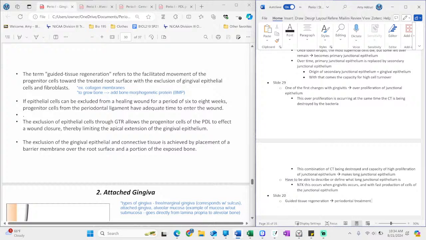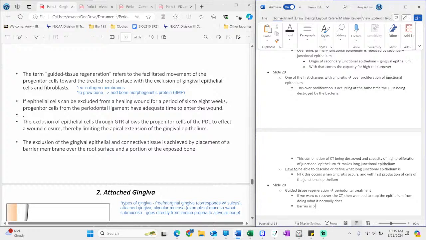So the guided tissue regeneration uses the knowledge now from the tissues to say, well, if I really want to recover the connective tissue, I need to stop the epithelium from doing what it normally does. So in this type of treatment, generally a barrier is inserted in the space, which is going to block the epithelium. It's going to be a barrier, so it's not going to allow bacteria to go through, but it's going to block the epithelial cells, so it gives time to the connective tissue to grow and reestablish itself.